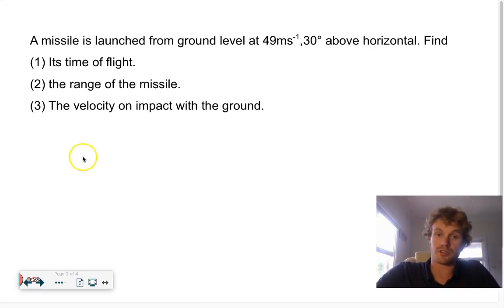A missile is launched from ground level at 49 meters per second, 30 degrees above horizontal. You have to find the time of flight, the range of the missile, and the velocity on impact with the ground.